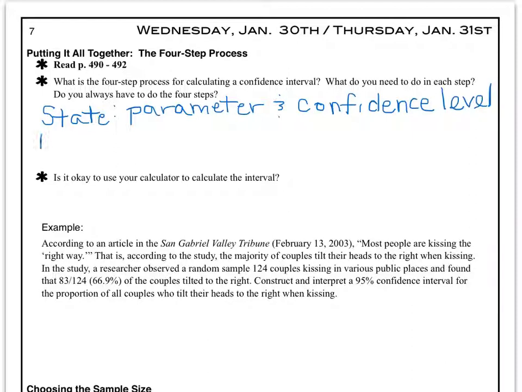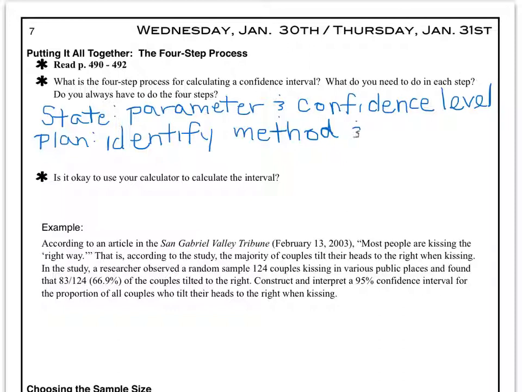Okay, then the next step is the plan. And when we plan, we want to always identify the method. And you can do that by saying the name of the confidence interval. So the one that we have been talking about is the one sample Z interval for proportions. I like to just write the formula down with the symbols plugged in. So p hat plus or minus z star times the square root of p times 1 minus p all over n. That works just as well as saying the name.